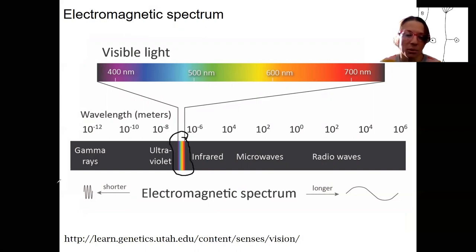So the electromagnetic spectrum encompasses everything from gamma rays through ultraviolet, infrared, microwave, radio waves. These are all part of the electromagnetic spectrum. And visible light is a very small portion of this spectrum. And this is what humans can see. So this is what our eyes are able to take and transduce into neural signals.